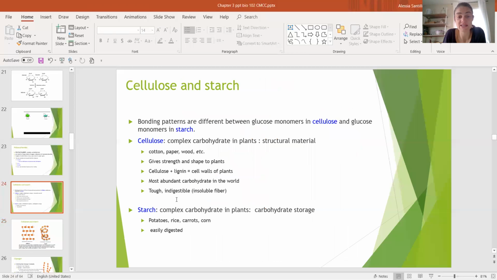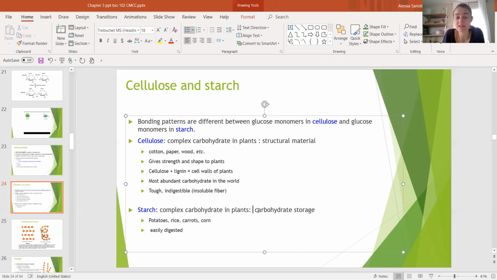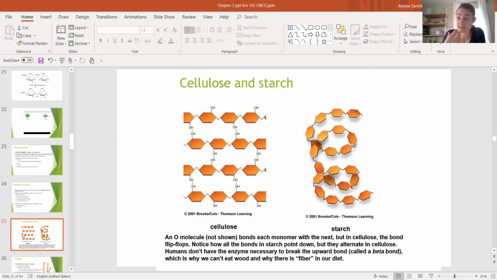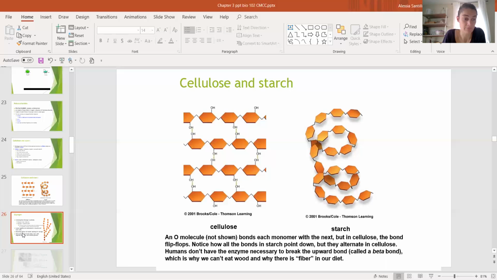Okay, so starch is another complex carbohydrate, also known as a polysaccharide, found in plants again. And this time it's necessary for carbohydrate storage or energy storage. This is found in potatoes, rice, carrots, corn, etc. And this, unlike cellulose, is very easily digestible, right? You can easily digest this. There's no insoluble fiber in it.